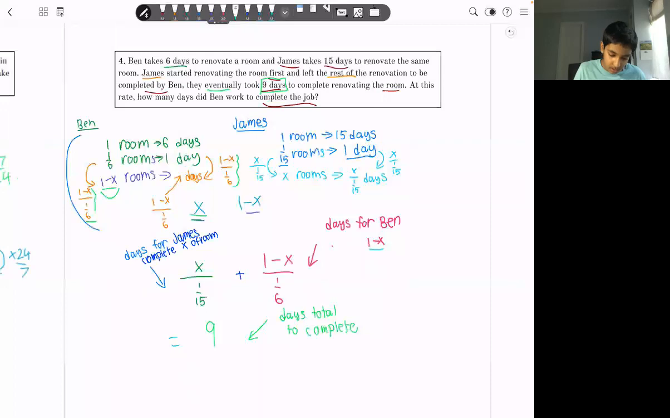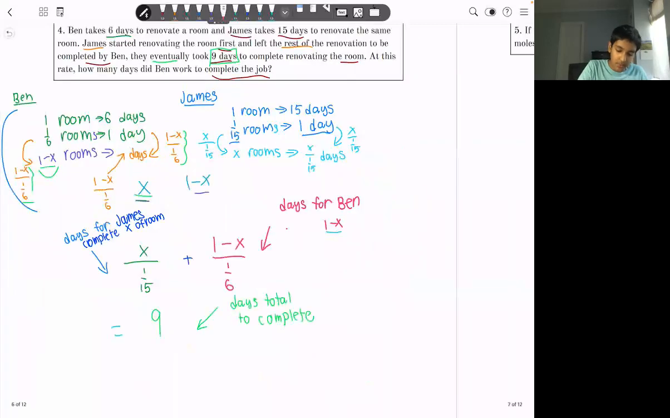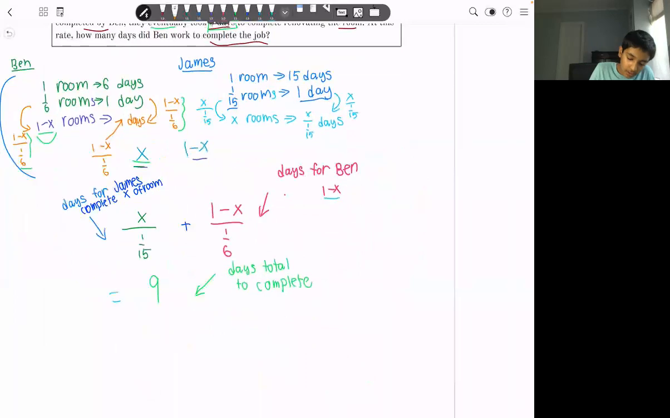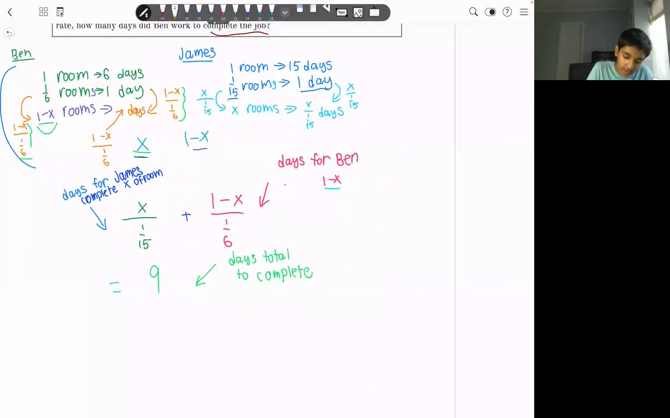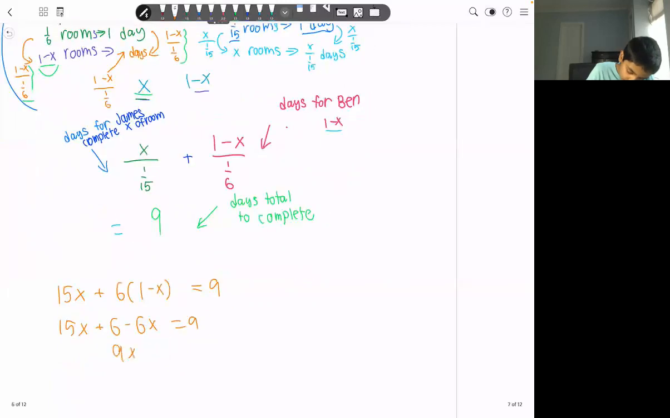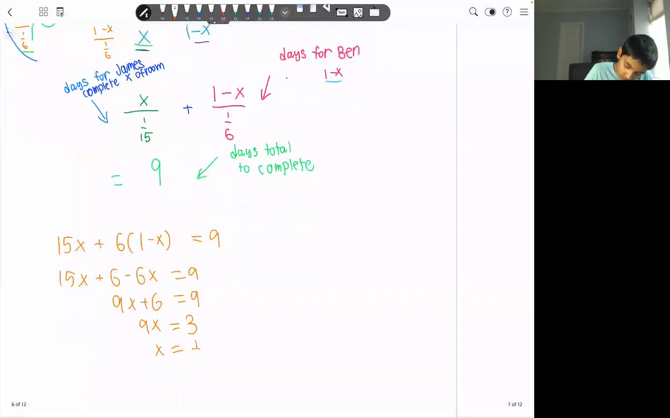And now, let me write it down a little bit here. So now we have to solve this equation. So x over 1/15 is just going to be 15x. And 1 minus x over 1/6 is just going to be 6 times 1 minus x, which is going to be 9. And this means that 15x plus 6 minus 6x is 9, which means that 9x plus 6 is 9. Or 9x is equal to 9 minus 6, or 3, which means that x is 3 over 9, or 1/3. So again, I'm just solving this one variable equation now.